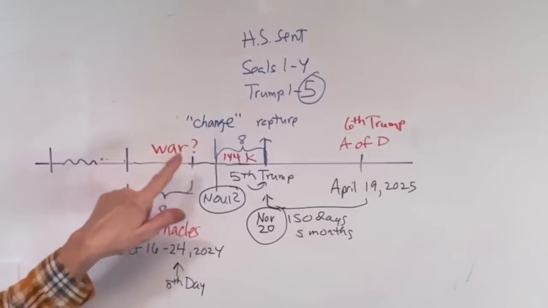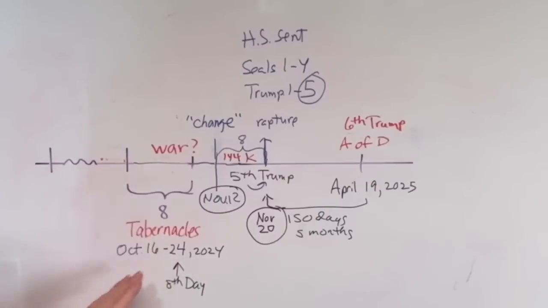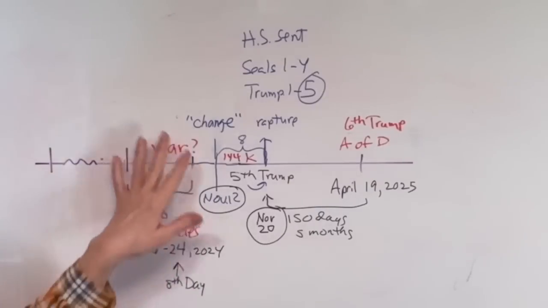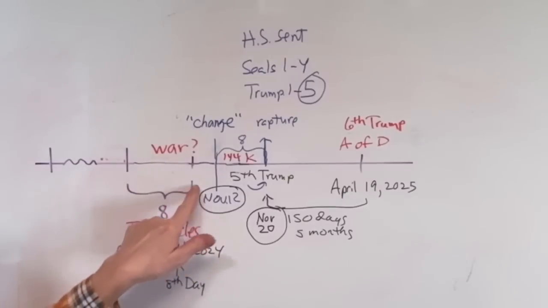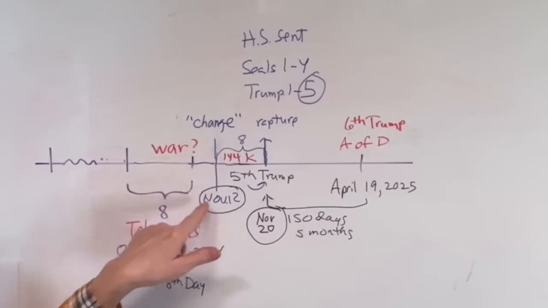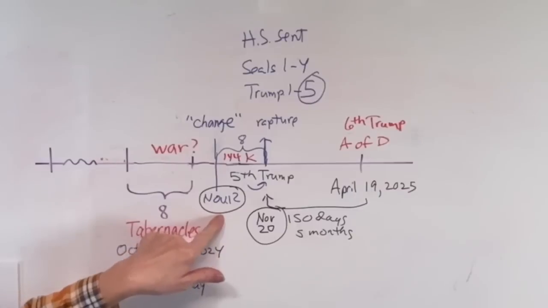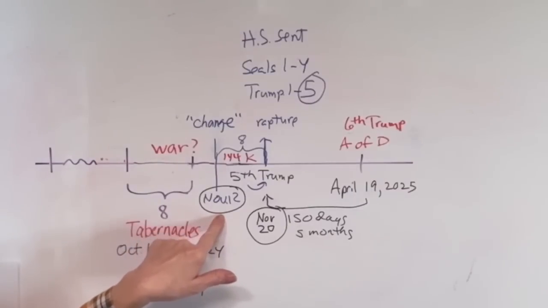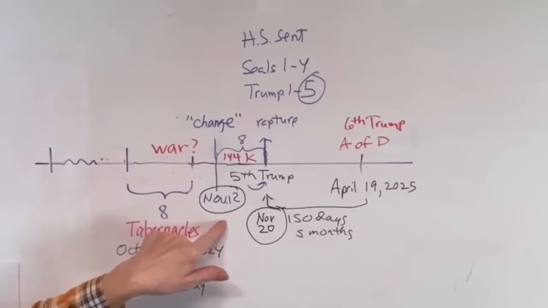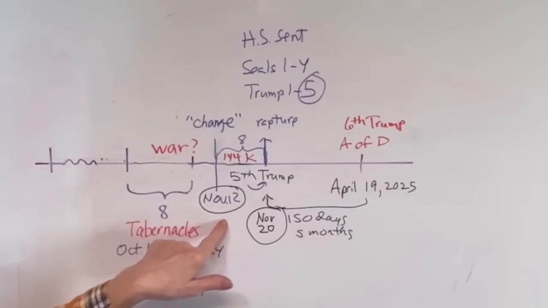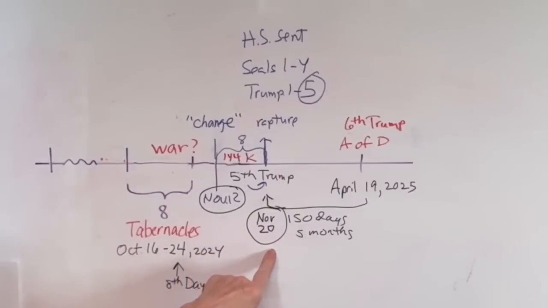The war may start during the Feast of Tabernacles, okay? Anytime between October 16th and the 24th. It could even start just a little bit prior to November 12th. The latest that our change from mortal to immortal could take place then would be November 12th, because the rapture would be 8 days later on November 20th.